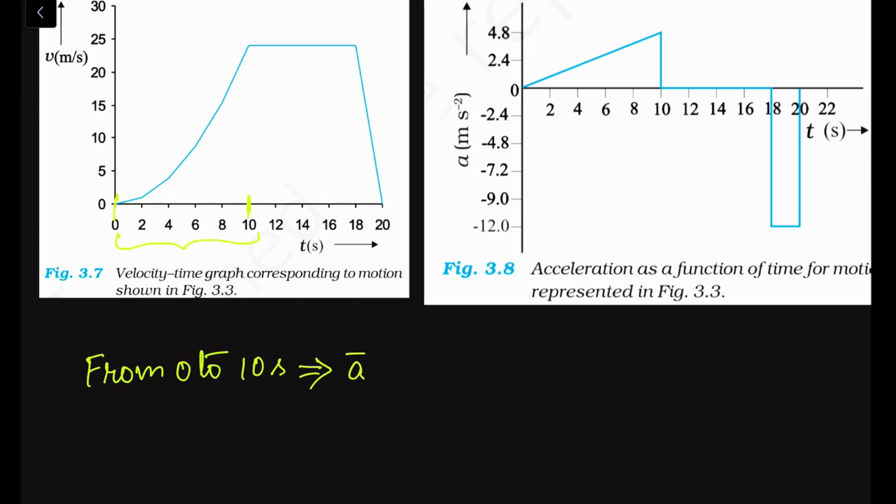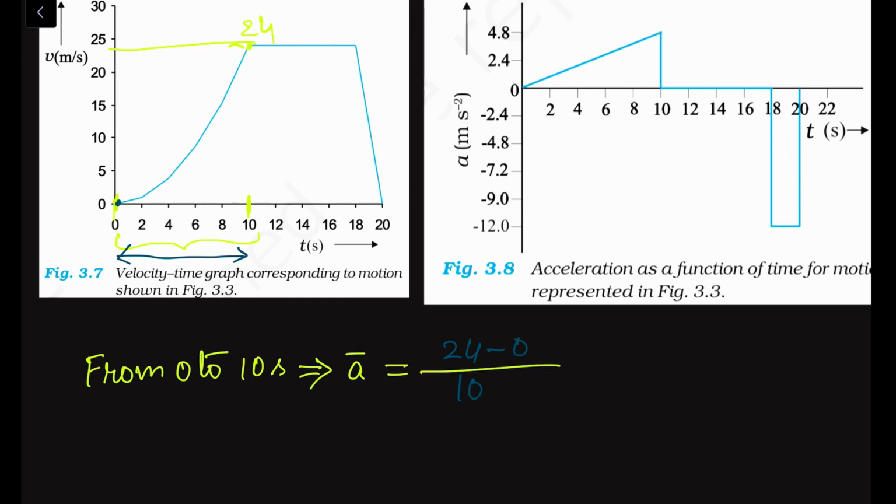So what will be the acceleration? It is the change in velocity with respect to the time interval. Change in velocity means from 0 velocity it is arriving here at, suppose, 24. This point is 24, so this 24 will be the final velocity. What was the initial velocity? It is 0. Minus 0, divided by the time interval. The time interval is from 0 to 10, so this time interval is 10 seconds.